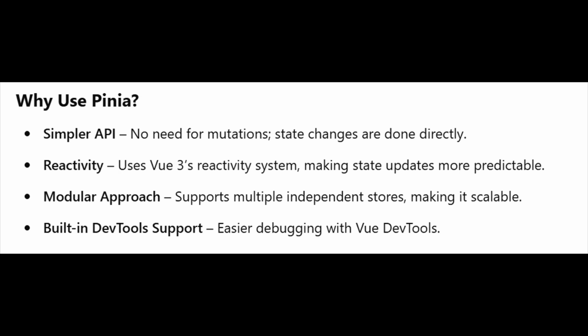Why use Pinia? Simpler API, no need for mutations. State changes are done directly. Reactivity uses Vue 3's reactivity system, making state updates more predictable. Modular approach supports multiple independent stores, making it scalable. Built-in DevTools support easier debugging with Vue DevTools.